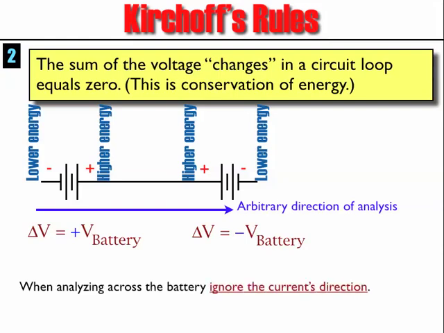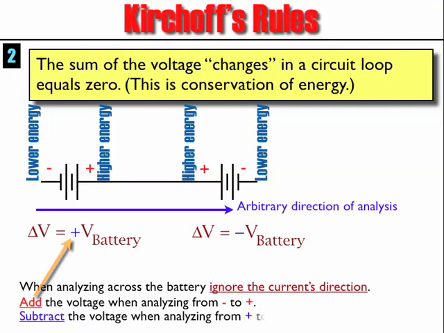So when I'm doing my analysis, that's what I'm going to put in there, positive and negative voltage. Remember, ignore the current for batteries, pay attention to the current when you're doing the resistors. Add the voltage when you're going from negative to positive, subtract when you go from positive to negative because you're going down in energy.